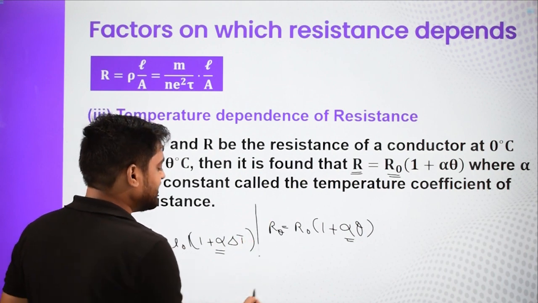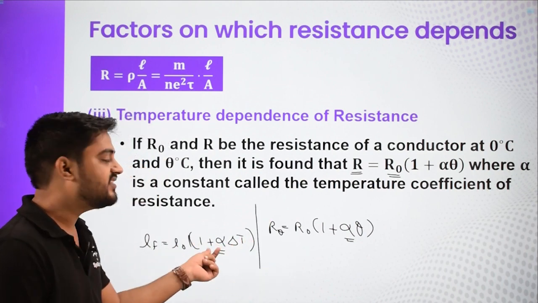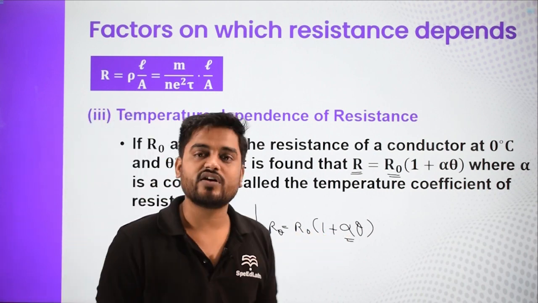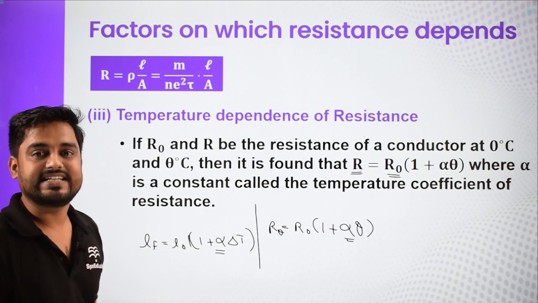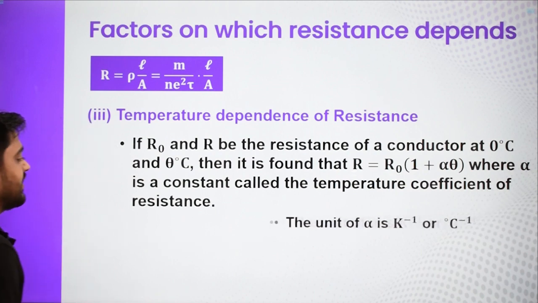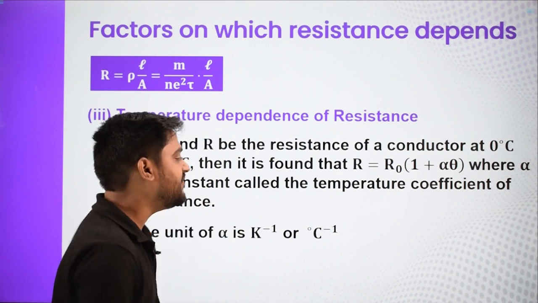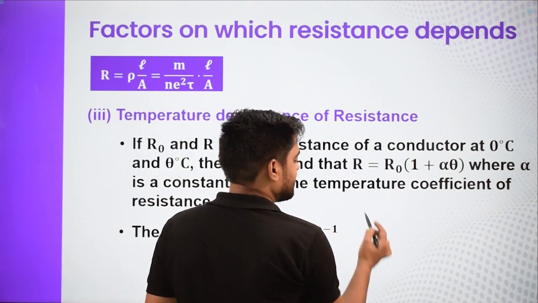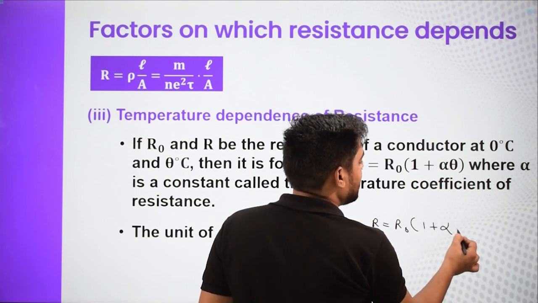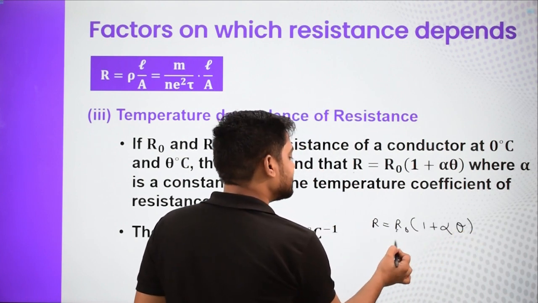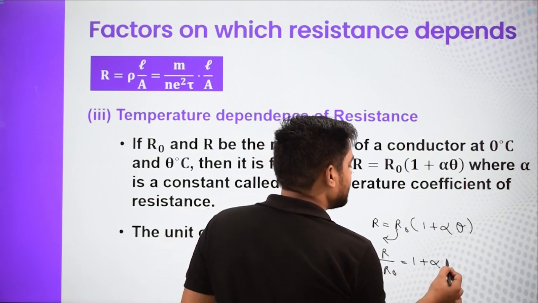So they are pretty similar formulas, and this alpha is called the coefficient of linear thermal expansion, while this alpha is called the temperature coefficient of resistance. Now, what is the unit of alpha? If we see this, R is equal to R0 (1 plus alpha theta). So if we move R0 over, we get R by R0 is equal to 1 plus alpha theta.